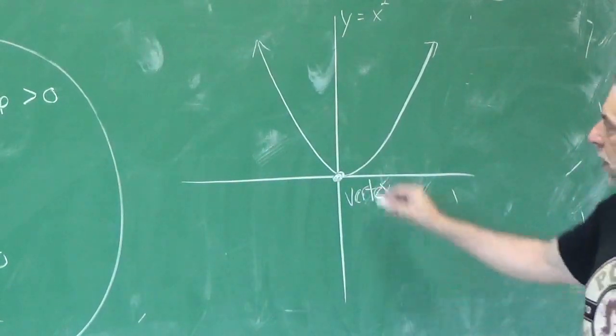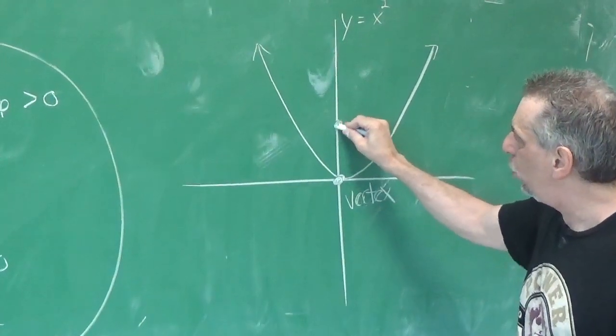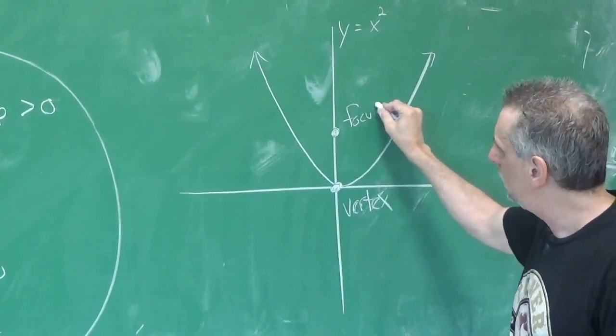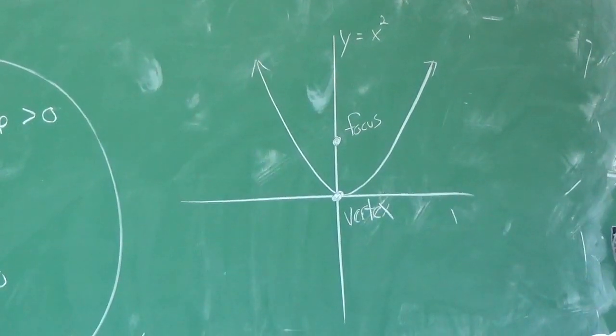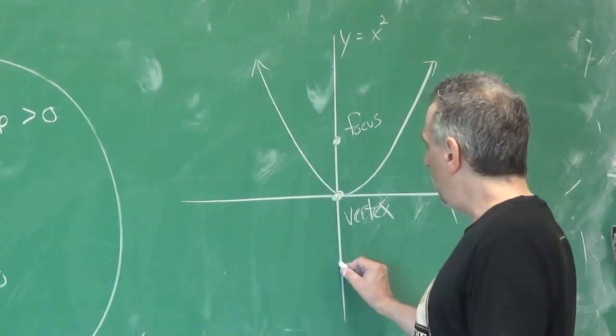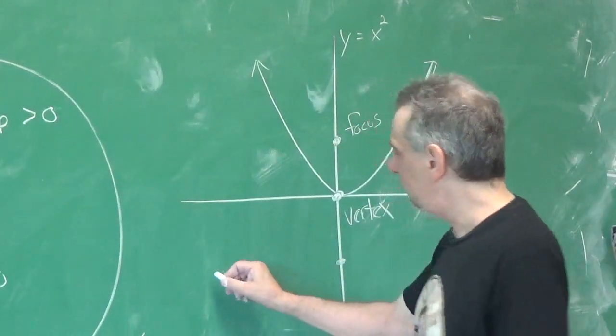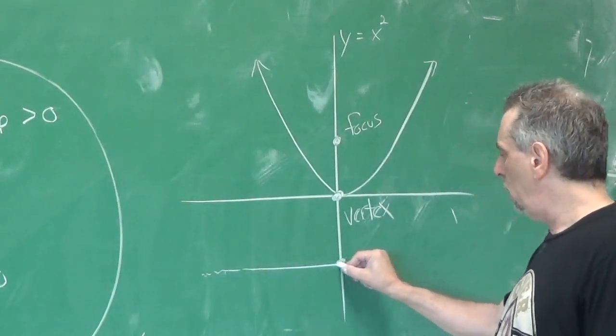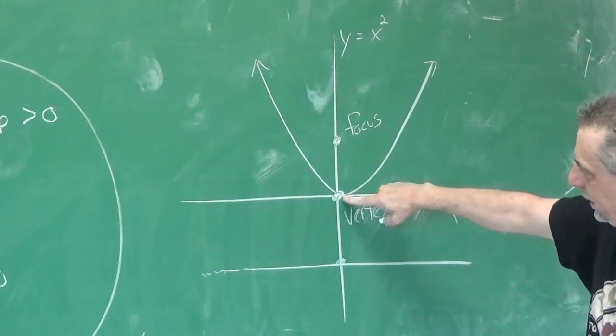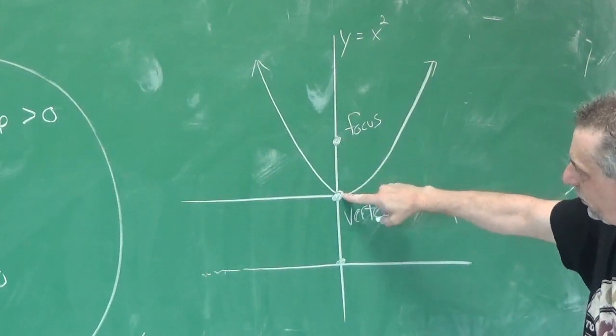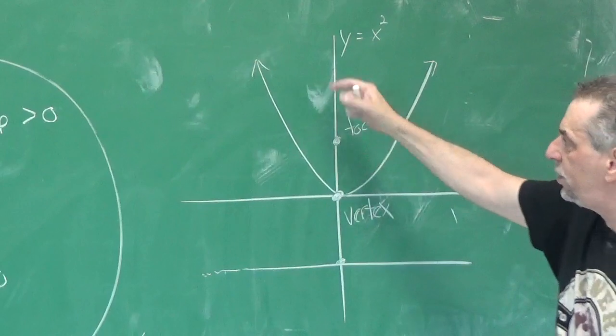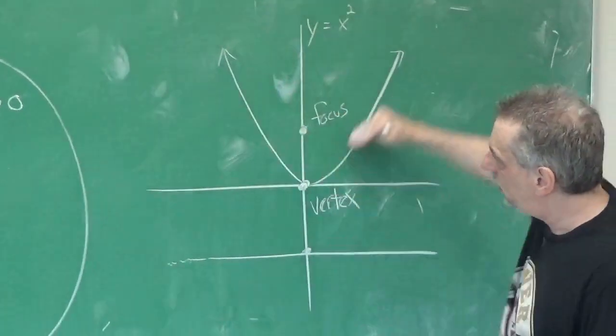We're interested in where the focus is; there's only one focus for a parabola. And we are interested in what we call the directrix, which is the line that is the same distance from the vertex as the focus is. Okay, the focus is always inside the parabola.